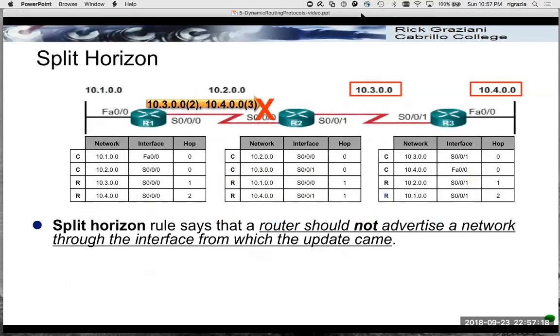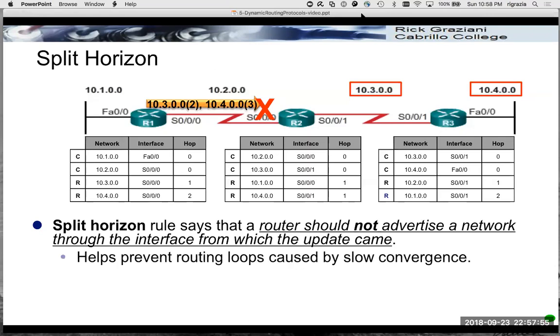Okay, I mentioned split horizon. The split horizon rule states that a router should not advertise a network through the interface from which the update came. For example, R1 learned about the 10.3.0.0 network and 10.4.0.0 network from R2. So R1 is not going to tell R2 about those networks. It says, no, you told me, so I'm not going to tell you. You're the source of my information. I don't want you to think I can get there, because the way I get there is through you. So this helps prevent routing loops caused by slow convergence.